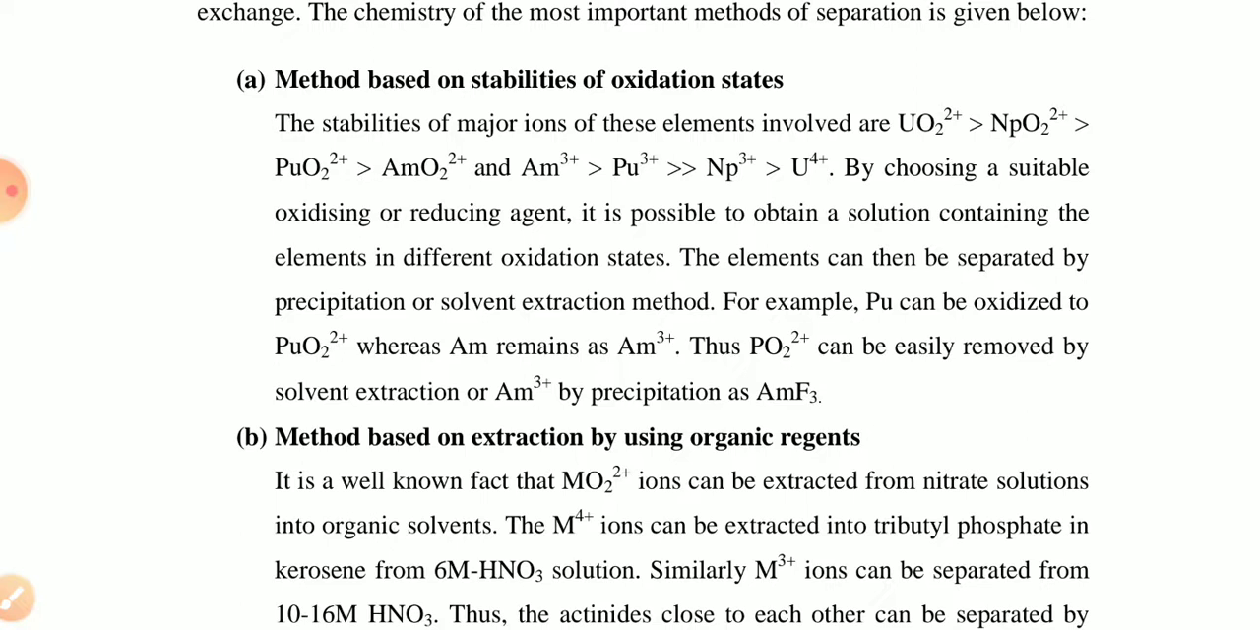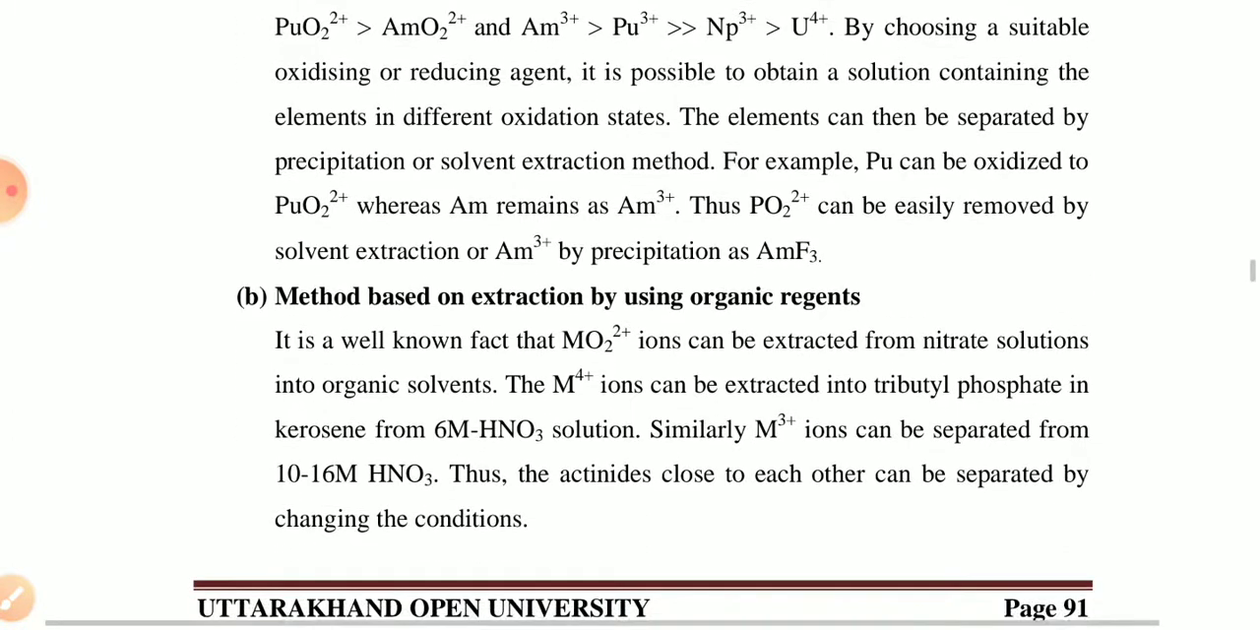You can see here the stability of the major ions of the elements. By choosing a suitable oxidizing or reducing agent, it is possible to obtain a solution containing the element in a different oxidation state. The elements can then be separated by precipitation or the solvent extraction method. For example, Pu can be oxidized to PuO2+, whereas Am remains Am+3. Thus, PuO2+ can be easily removed by solvent extraction, or Am+3 by the precipitation method.